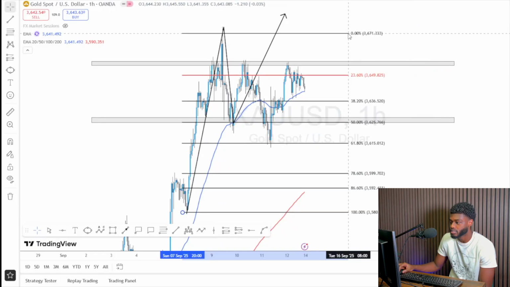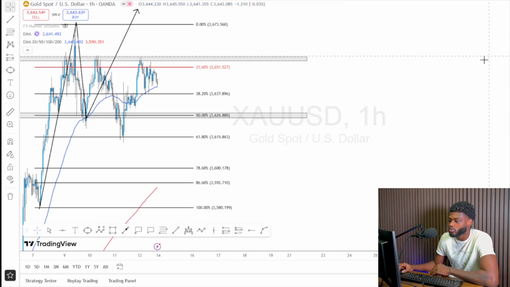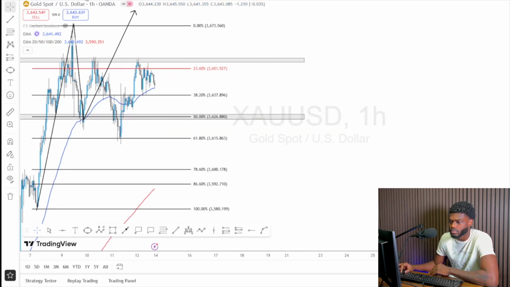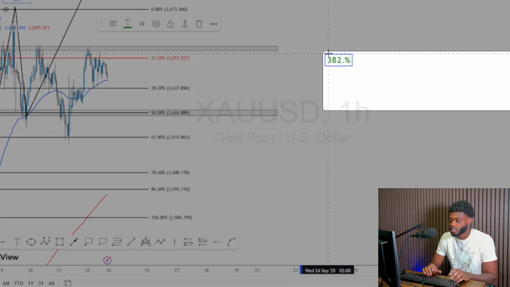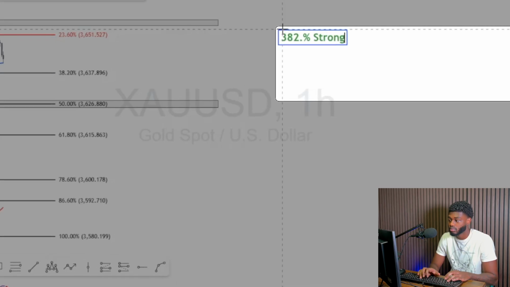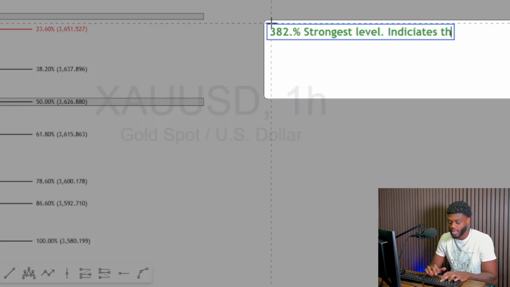We haven't dived into that as of yet. You have your 0%, you have your 100%, 78.6, 86.6, etc. So here's the point of it. Your 38.2% would be your strongest. Well, if not the strongest, this will definitely be your second strongest, but this would be your strongest level, which indicates that the price action, that the trend is very strong.